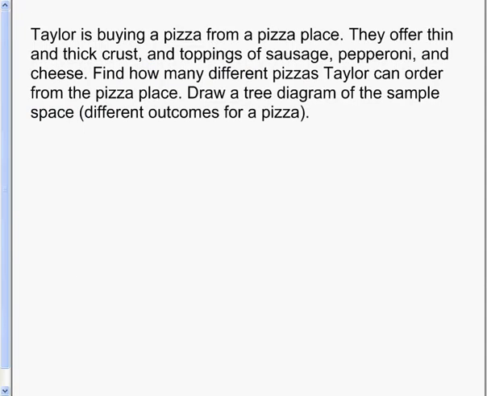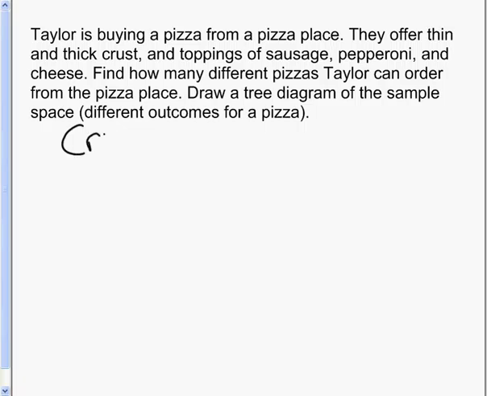On to example 1. Taylor is buying a pizza from a pizza place. They offer thin and thick crust and toppings of sausage, pepperoni, and cheese. You're limited to only one topping on the pizza, so we need to find out how many different pizzas Taylor can order from the pizza place. We're going to do this by drawing a tree diagram of the sample space. Again, different outcomes for a pizza. So, again, we're doing sample spaces in tree diagram form.